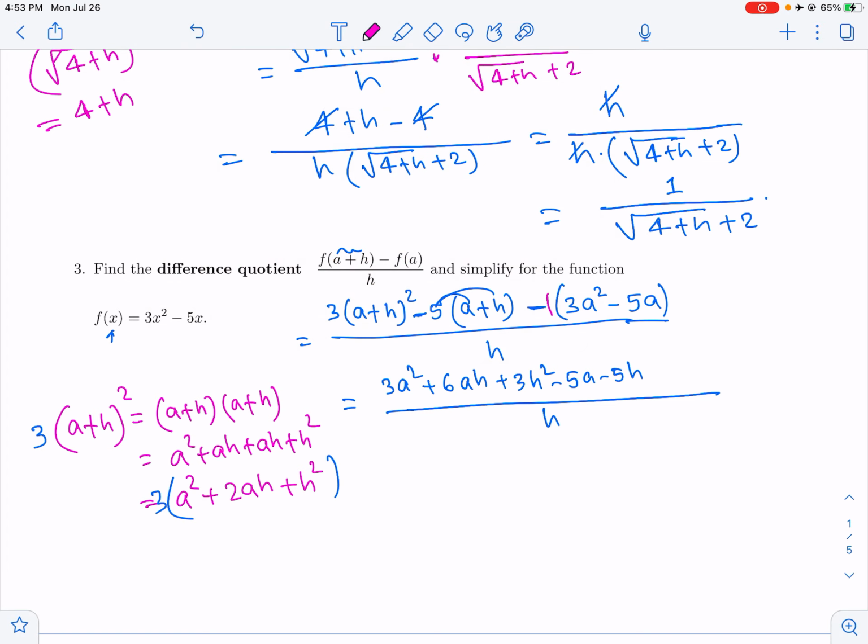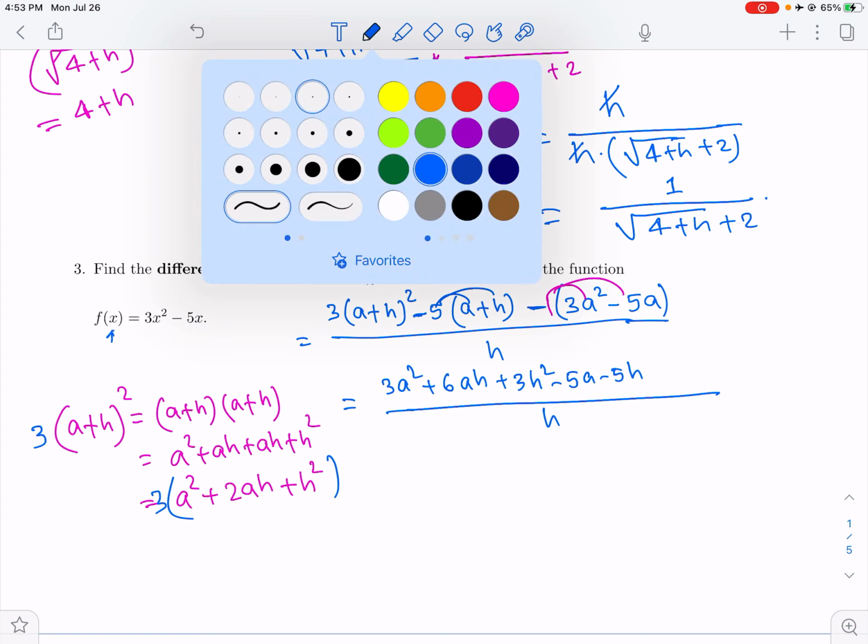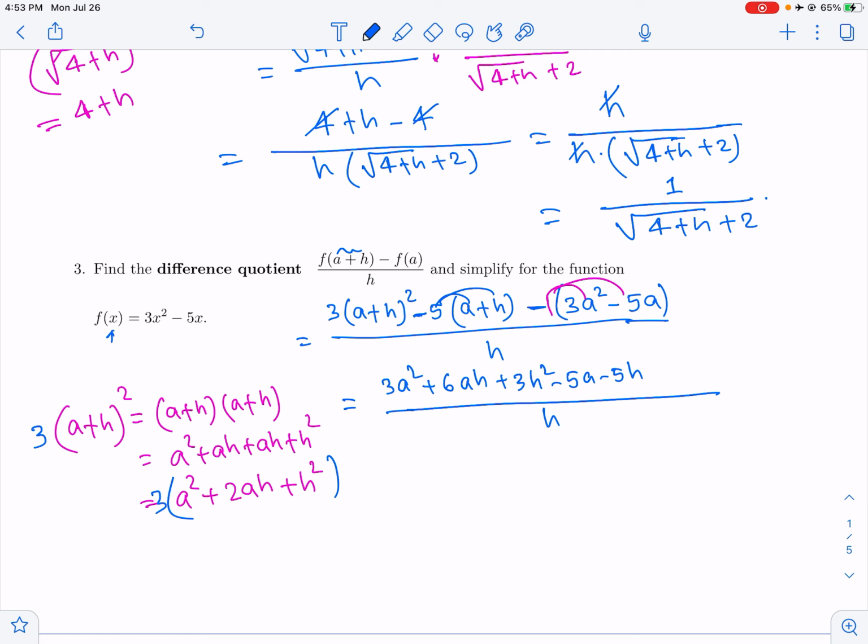Here is a negative. Negative means -1. We need to distribute there. Okay. So that's negative 3a squared, negative negative positive 5a. Now 3a squared minus 3a squared, 5a cancel. We have 6ah, 3h squared, minus 5h.